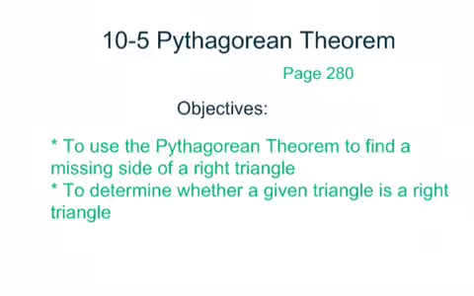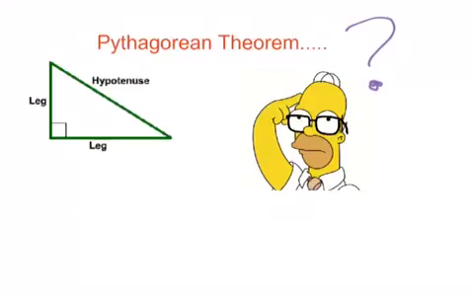Hello folks, today we're on 10-5 Pythagorean Theorem on page 280 in the Green Book. Two objectives here are to use the Pythagorean Theorem to find a missing side of a right triangle, then to determine whether a given triangle is a right triangle.